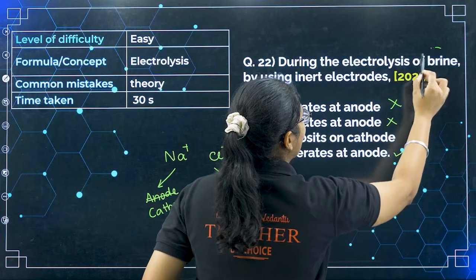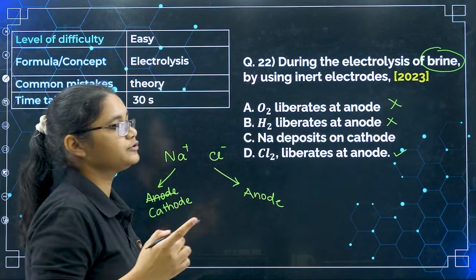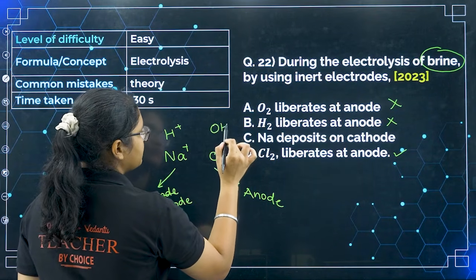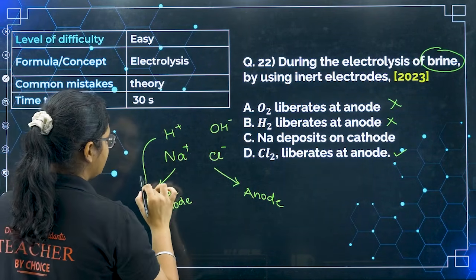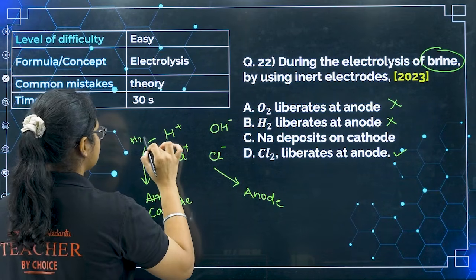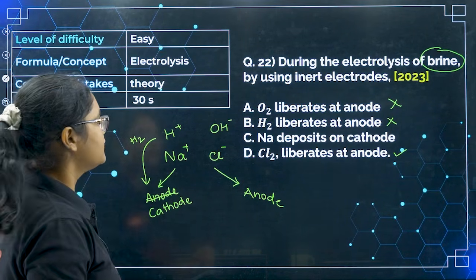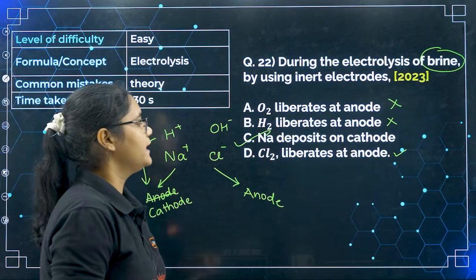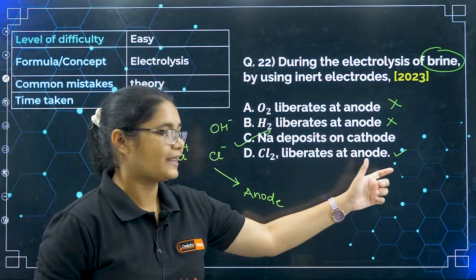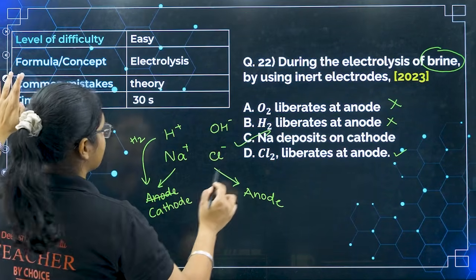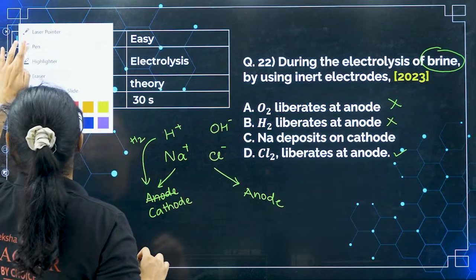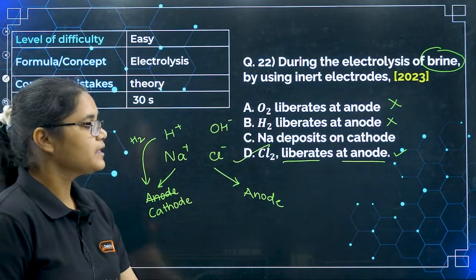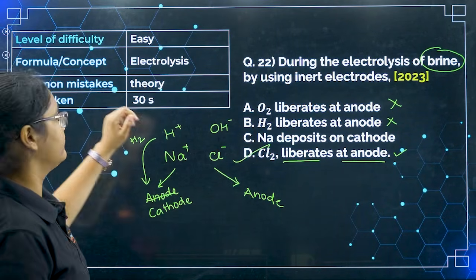So when it is given brine solution, again I forgot here, you have to add H plus and OH minus. So at cathode what happens actually, hydrogen gas is produced, so Na deposits at cathode will not happen. So option number C is not there, because hydrogen will get deposited at cathode. Chlorine is liberated at anode. Okay, so we have option number D here.